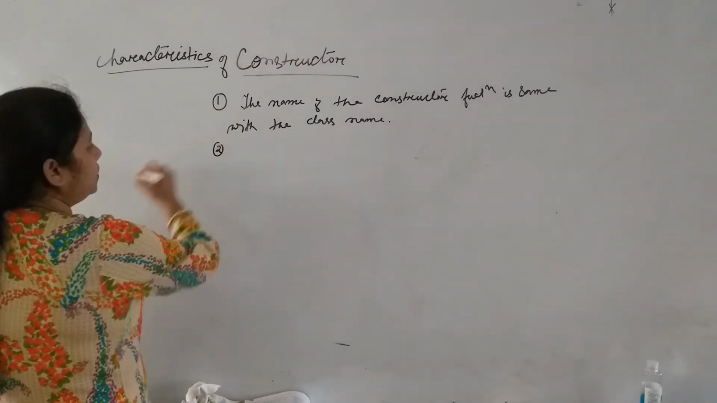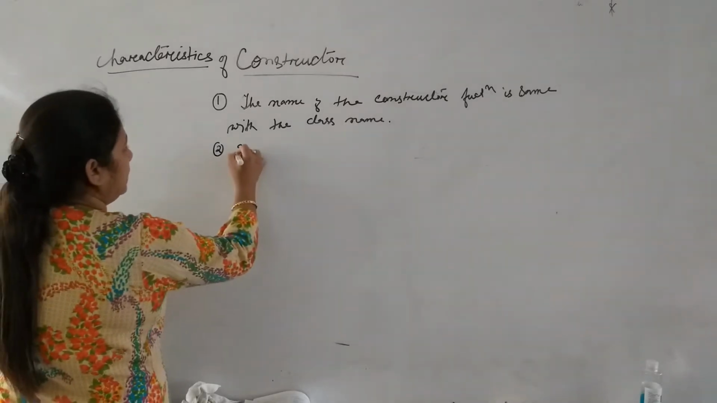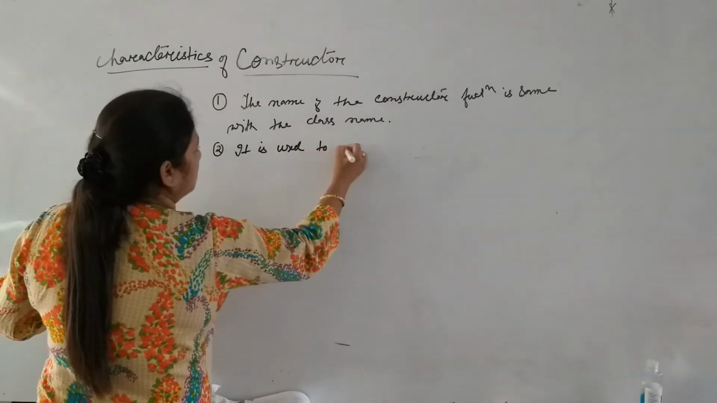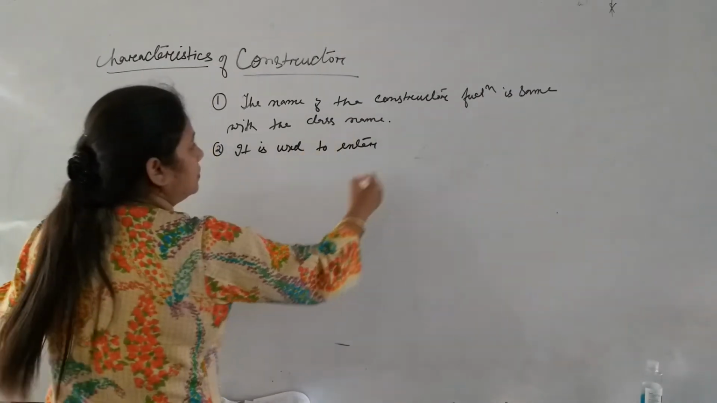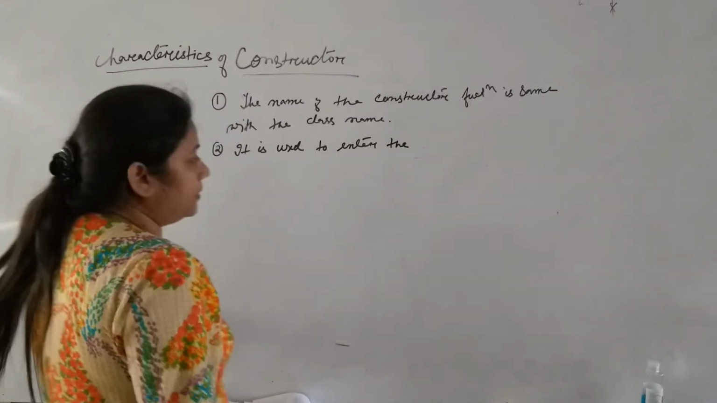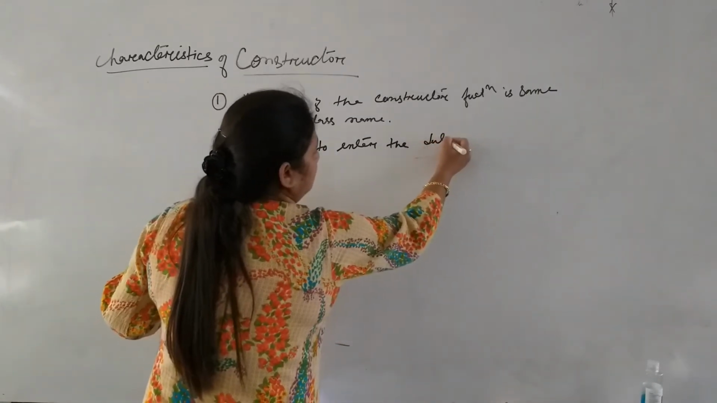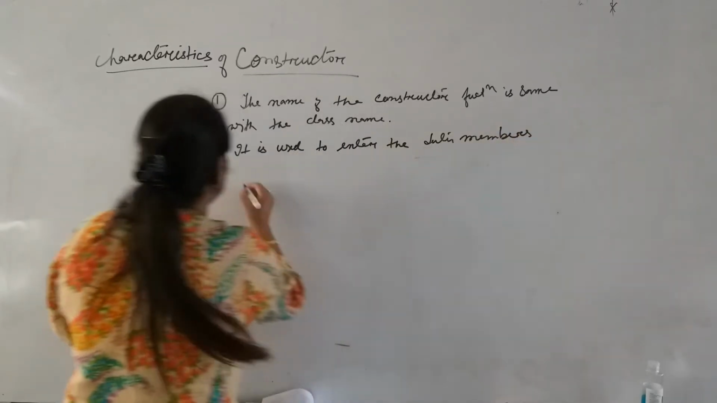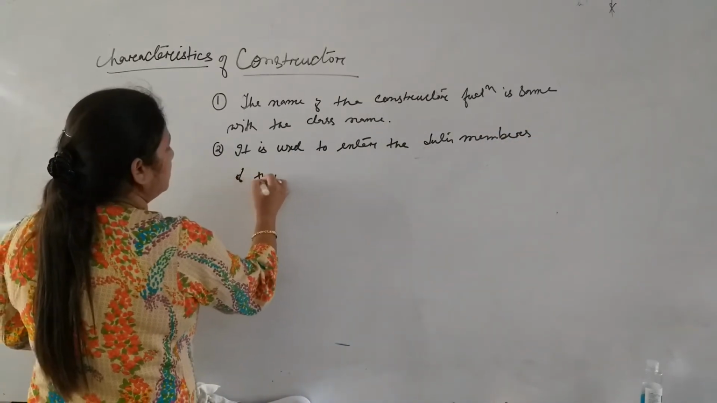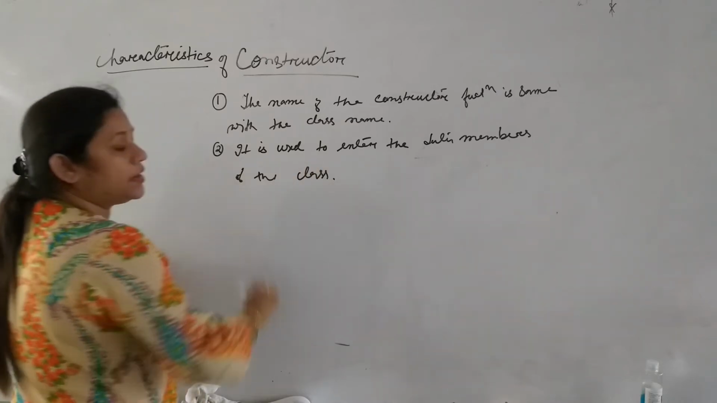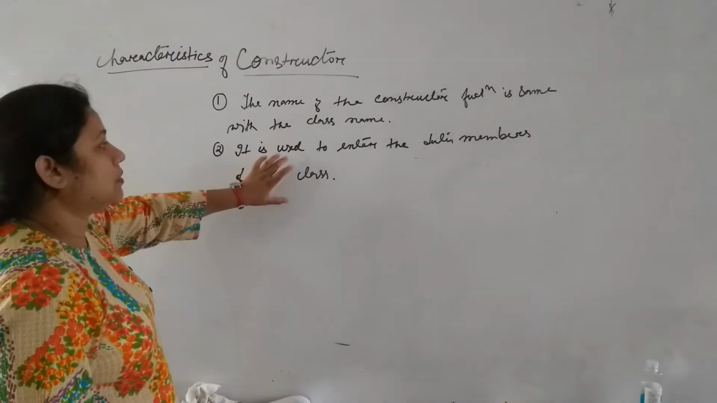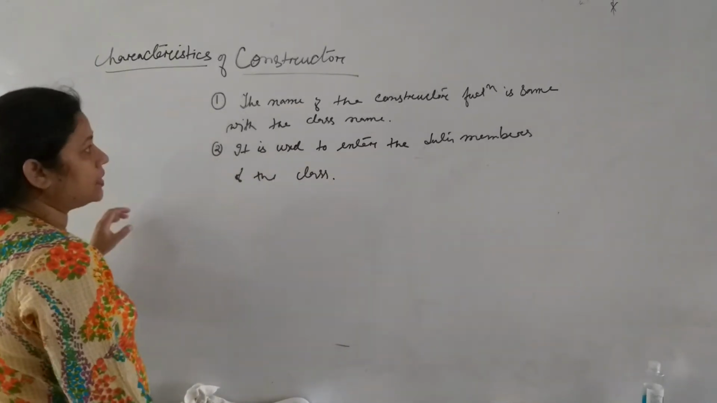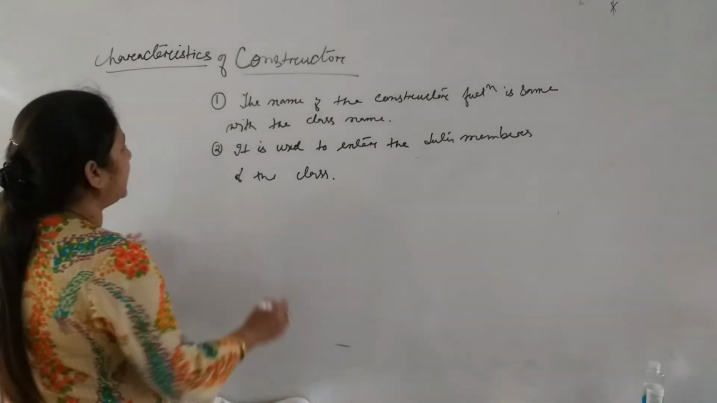And number 2, it is used to enter the data members of the class. It is also inside the definition. This is the second point of characteristic of constructor. I think you don't need the explanation, already I explained it.